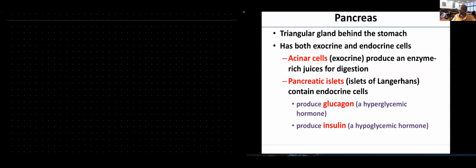Moving on to another gland, it's the pancreas. And the pancreas is a combined gland. It has two parts. It has an exocrine part and an endocrine part.